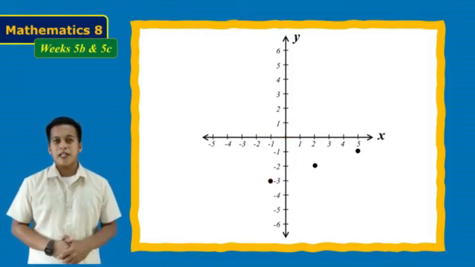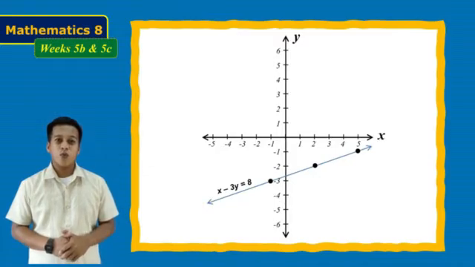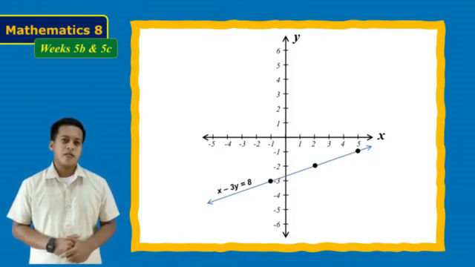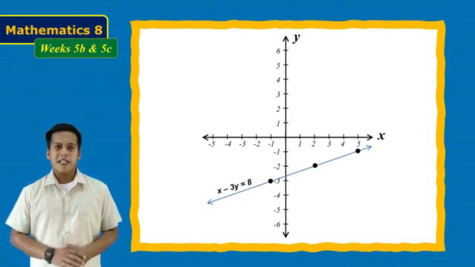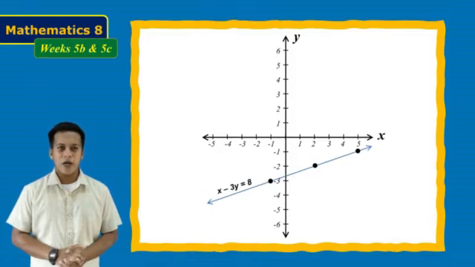If we connect the 3 points, we have a graph that is a slanting line which is increasing from left to right. These 3 ordered pairs are said to be solutions of the linear equation x minus 3y equals 8. Remember that a line consists of infinite number of points. Therefore, all the points that lie on the given line are solutions of x minus 3y equals 8.